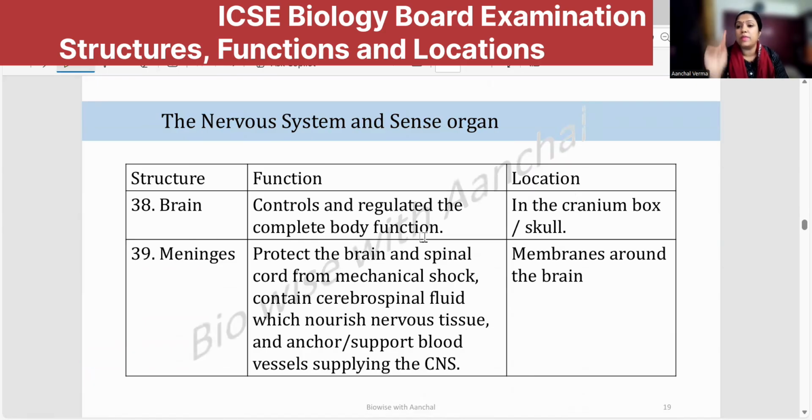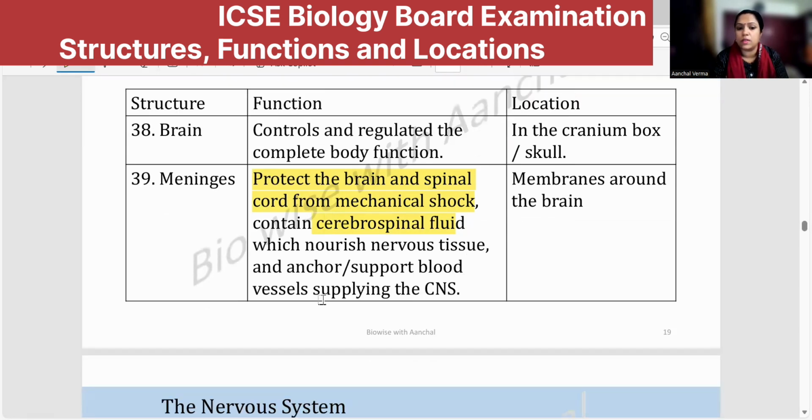What are meninges? Meninges are the layers around your brain. There are three meninges. What are those? DAP, DAP, DAP. What is DAP? Dura mater, arachnoid, and pia mater. And what is the function? It protects the brain and spinal cord from mechanical shock or injury. It contains CSF, that is cerebrospinal fluid, which helps in the nourishment of the nervous tissue and also helps in the support and anchoring of the blood vessels supplied to the CNS, that is the central nervous system.